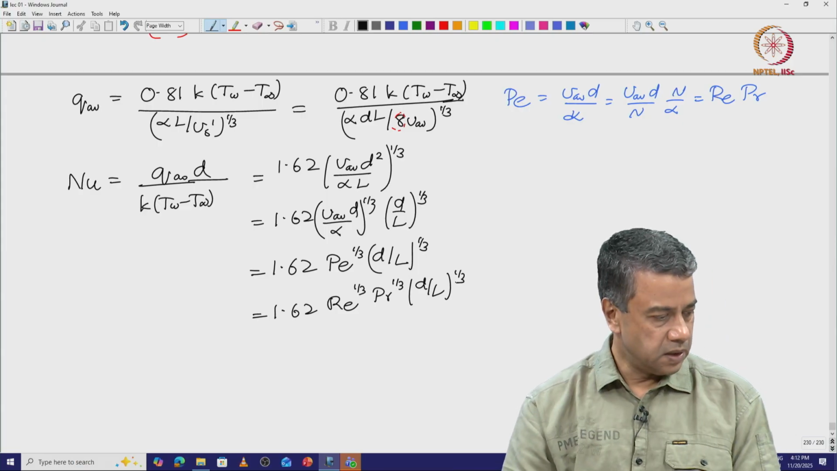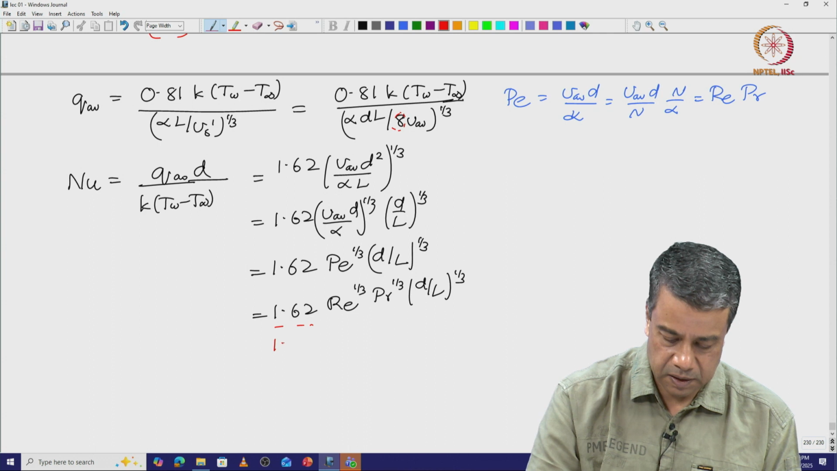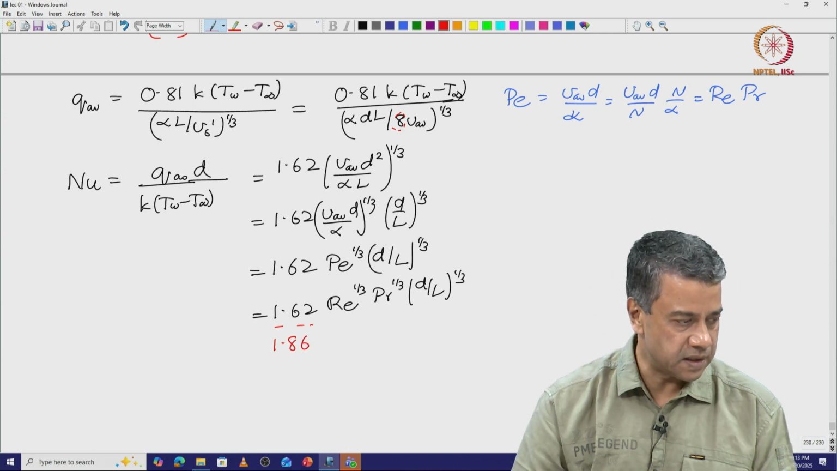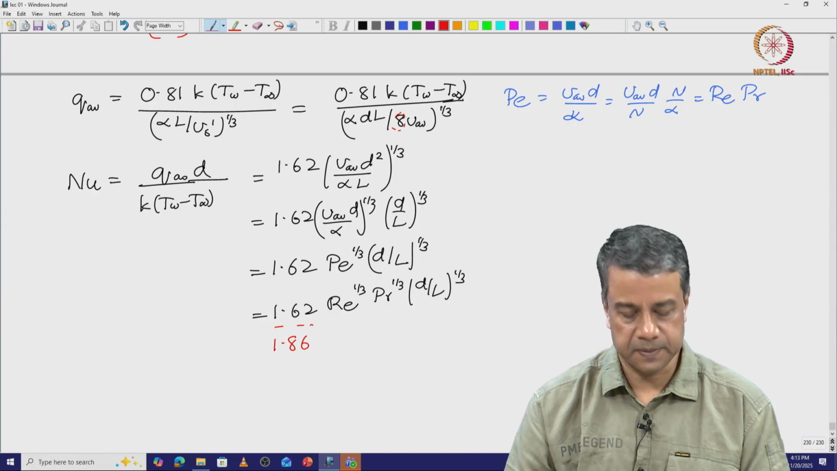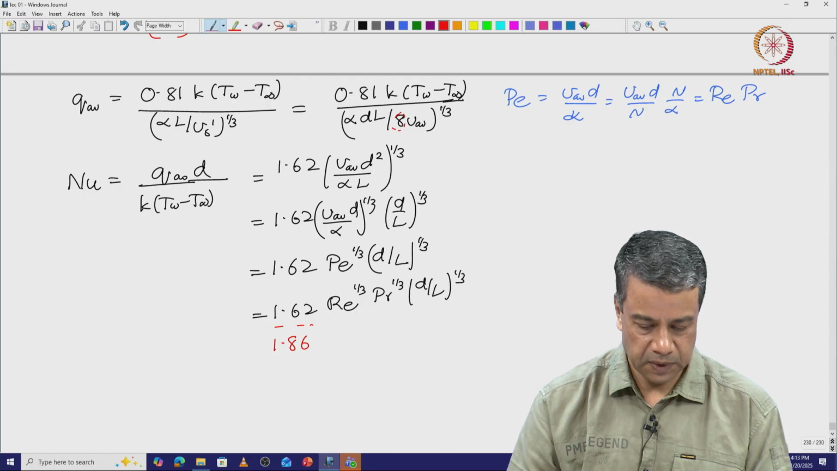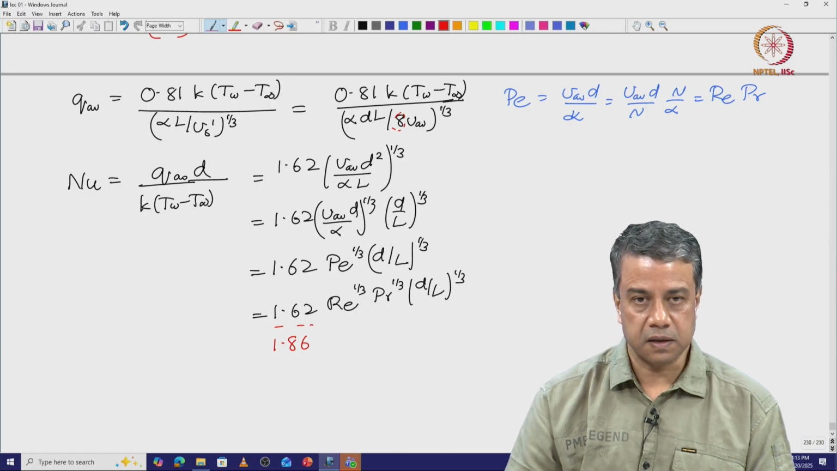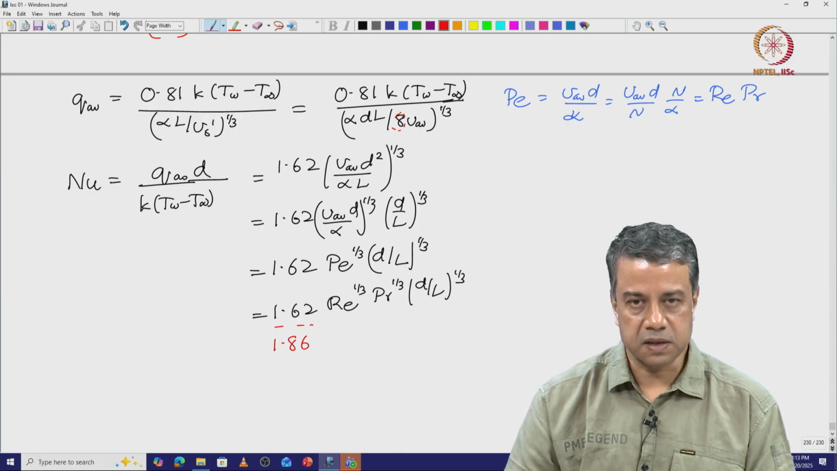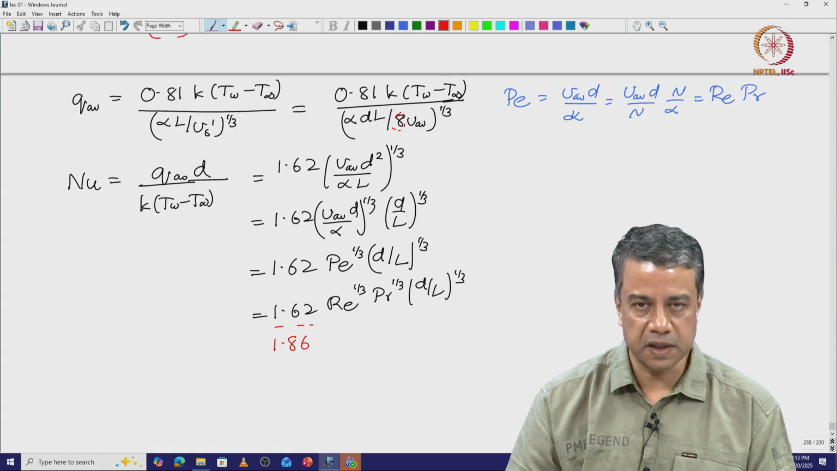The standard correlation that is used is slightly different. The prefactor used is 1.86. That is the standard correlation that is used for pipe flow. However, to within this constant, we managed to get the correlation for the heat transfer in a pipe flow using just a similarity solution.